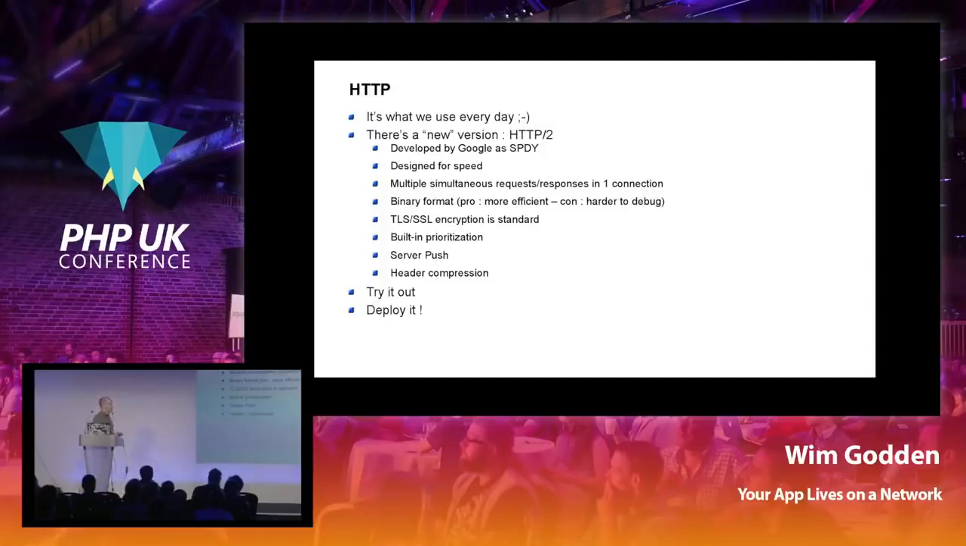And encryption is kind of standard. You can disable it, but nobody does, and why would you? You can also even prioritize. You can say, OK, do this POST request, but first do this GET request, because that's more important. And it supports server push, which is useful for notifications and stuff like that. So it's a good alternative in that way for WebSocket-type applications.